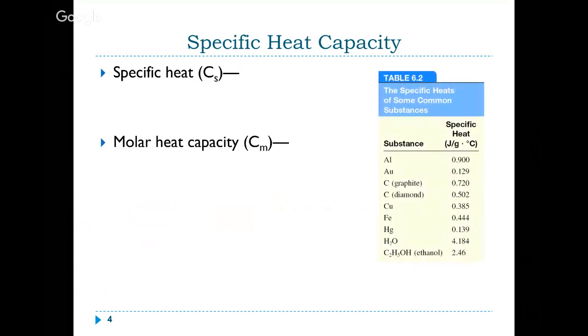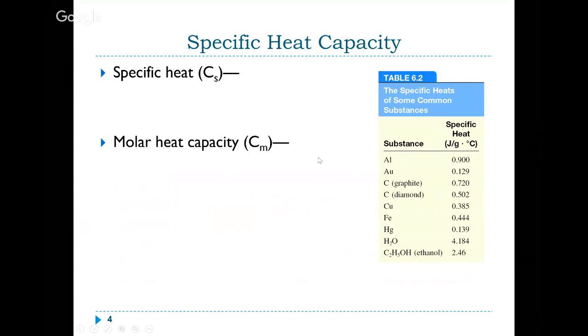So specific heat capacity. The specific heat, by definition, is the amount of heat required to raise 1 gram of a substance by 1 degree Celsius or 1 Kelvin. And we keep in mind that the Celsius temperature scale and the Kelvin temperature scale change by the same amount. So a 1 degree Celsius change is the same as a 1 Kelvin change in temperature. The molar heat capacity is given in units of joules per mole. So how much energy per mole of something is required for a particular temperature change.